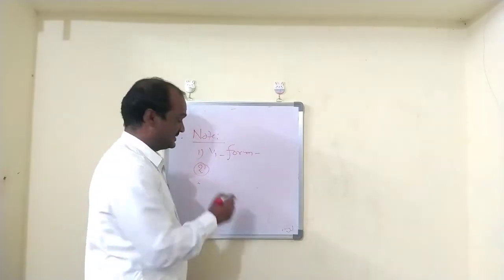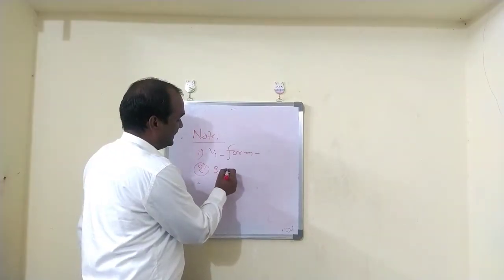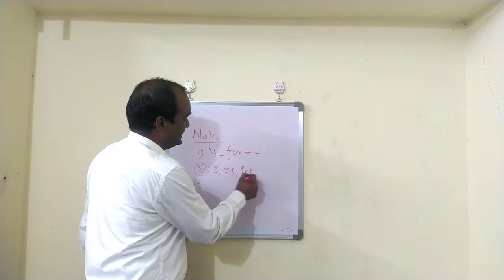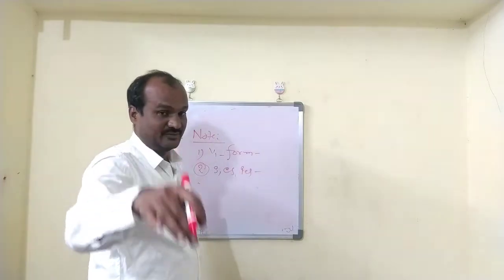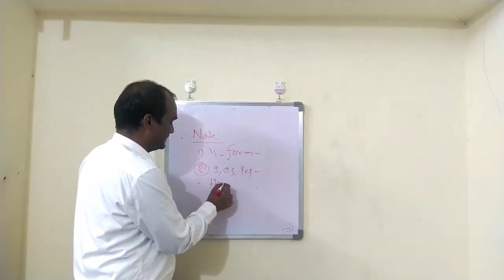of third person singulars, okay, S, ES or IES should be added to the main verb in case of third person singulars. What are those?